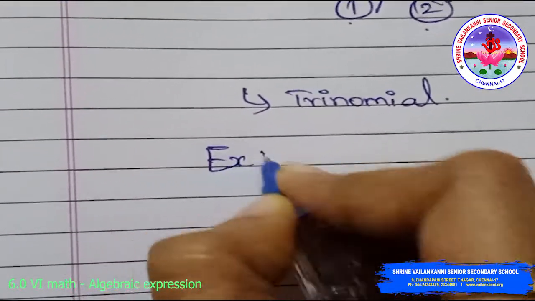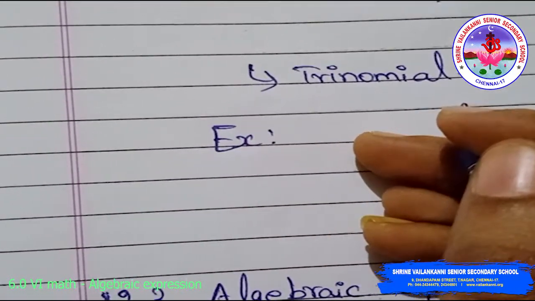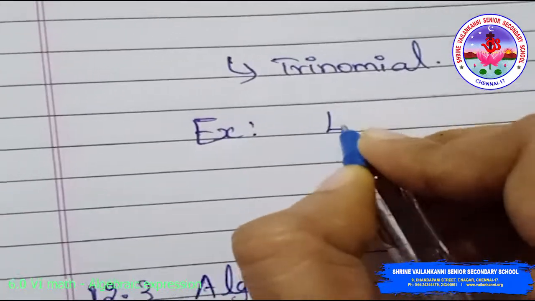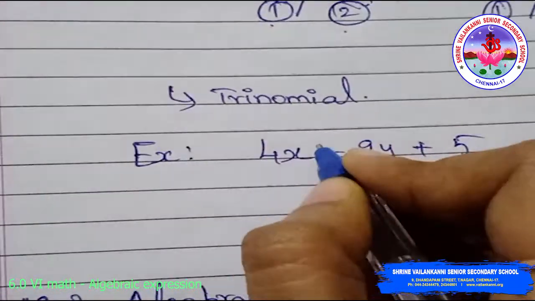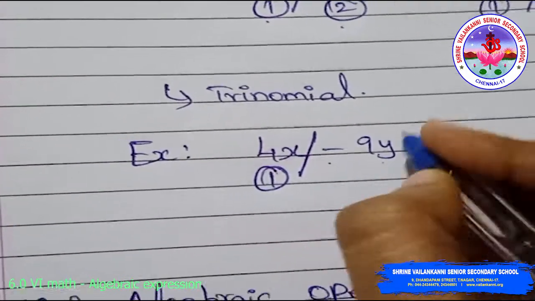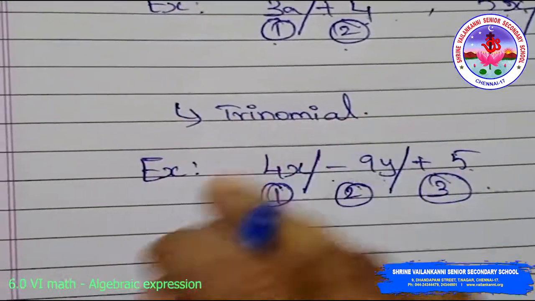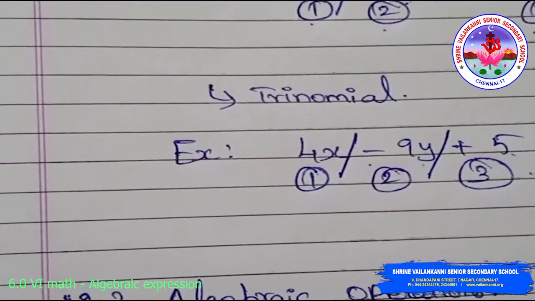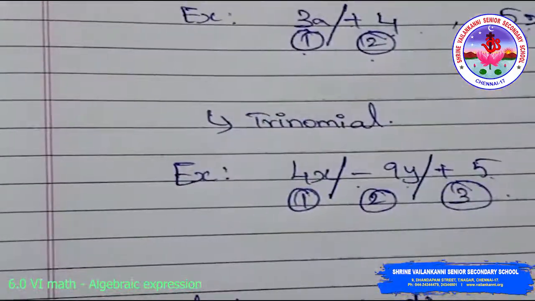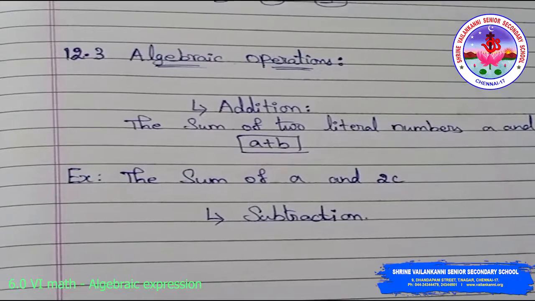The next one is trinomial. An expression with three terms is known as a trinomial. For example, 4x minus 9y plus 5. Here 4x is the first term, negative 9y is the second term, positive 5 is the third term. So a trinomial has three terms. The above expressions are generally called polynomials. These are all polynomials.